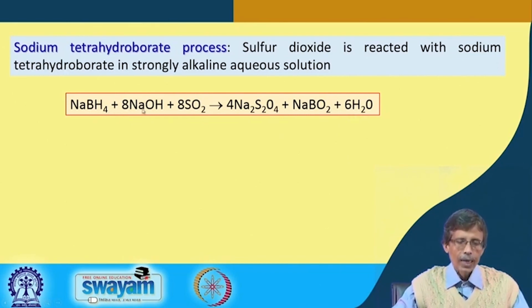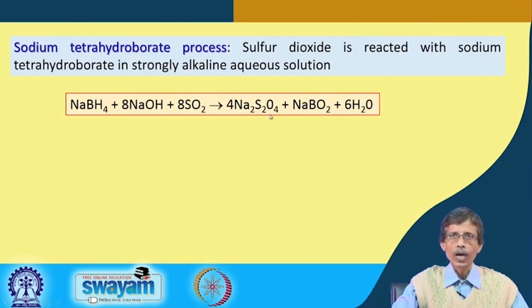In alkaline aqueous medium, definitely we should also have water on the left hand side, but that water is not solely reacting with borohydride, destroying it for the production of hydrogen H2, because borohydride can also be utilized for the production of hydrogen gas, and that hydrogen gas may or may not reduce your sulfur dioxide. We should be careful about this reaction condition. So, when NaBH4 reacts with 8 molecules of NaOH and 8 molecules of sulfur dioxide, it gives 4 molecules of Na2S2O4, that is our desired product.